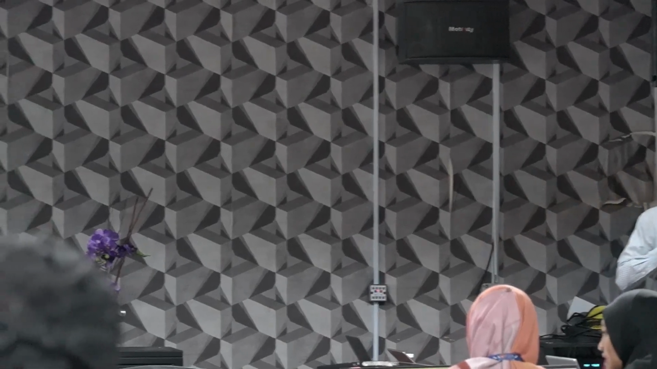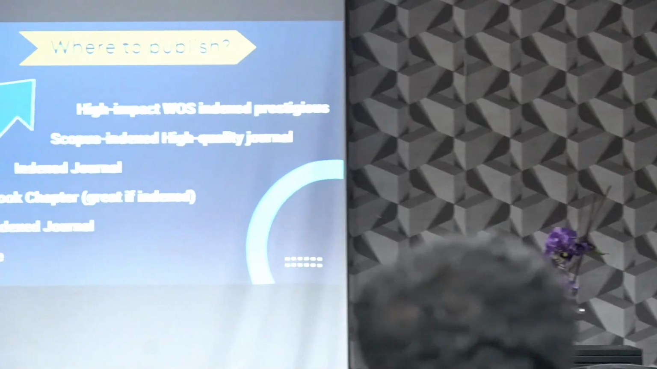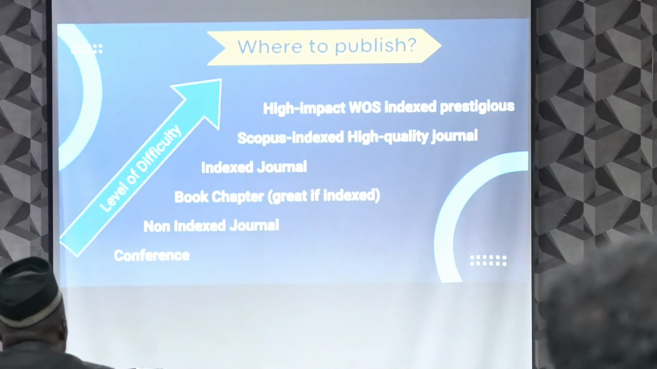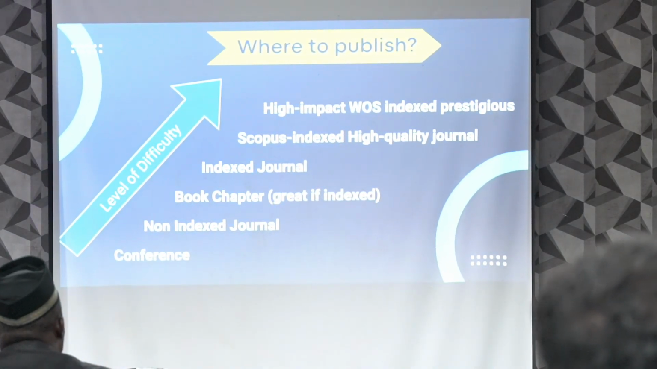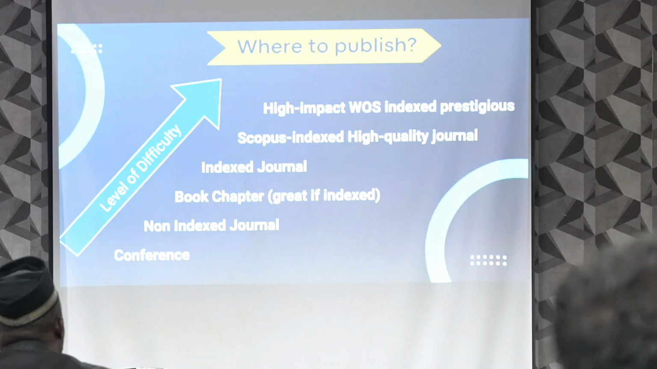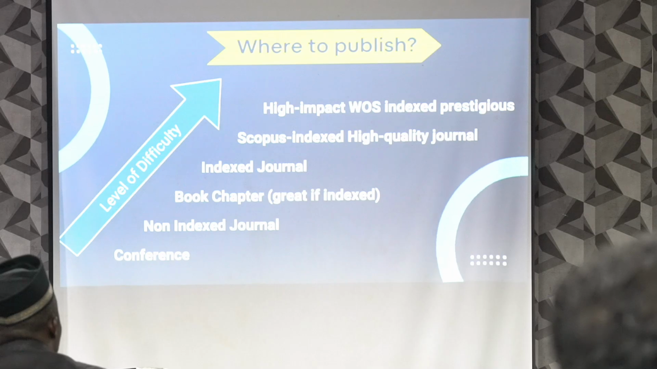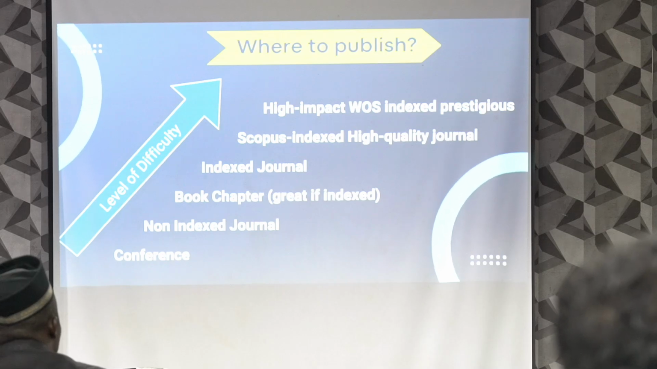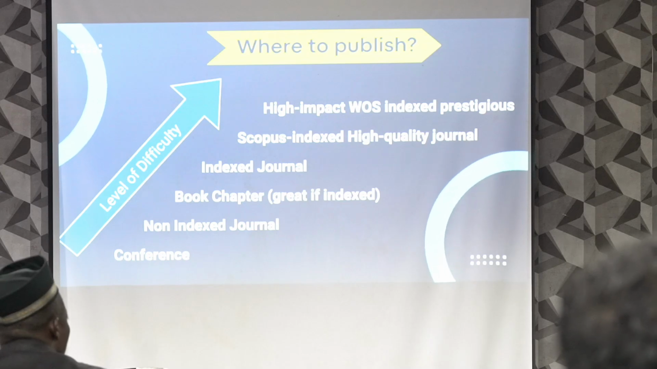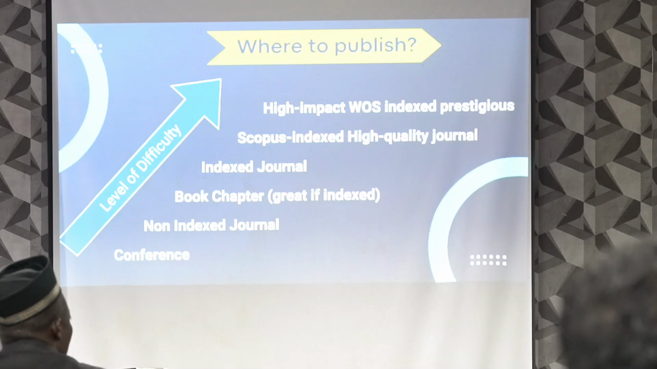Okay, this is something we all know, but just go through very fast. Where to publish? UPSI want you to publish in Scopus Index High Quality Journal. This is the minimum, right, Doctor? The library will be RMIC, they will focus on that.